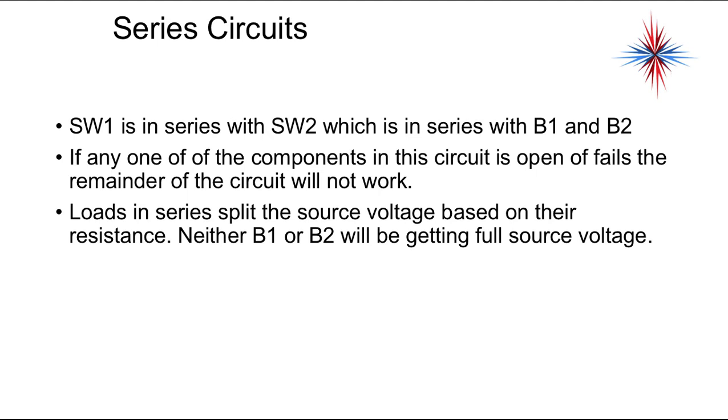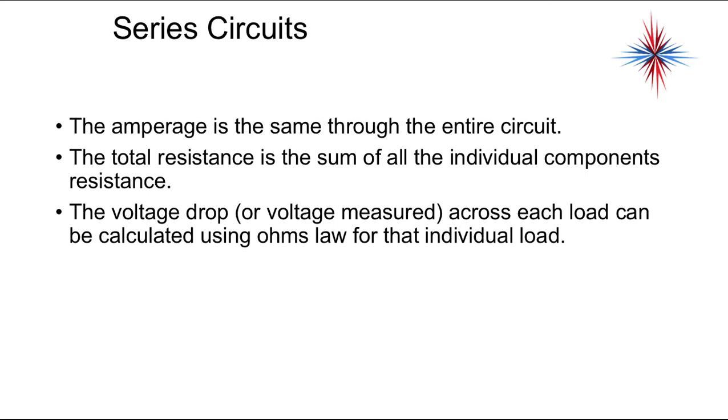Loads in series split the source voltage based on their resistance. Neither B1 nor B2 will be getting full source voltage. The amperage in a series circuit is the same through the entire circuit. The total resistance is the sum of all the individual components' resistances. The voltage drop, or voltage measured across each load, can be calculated using Ohm's Law for that individual load.